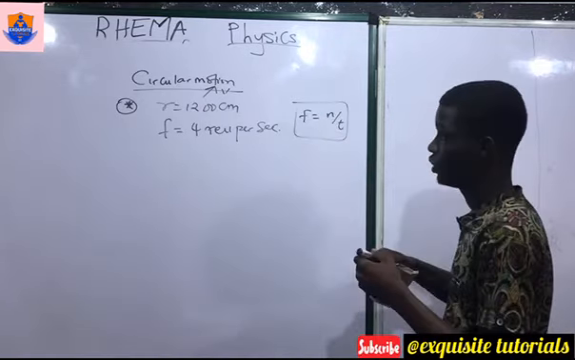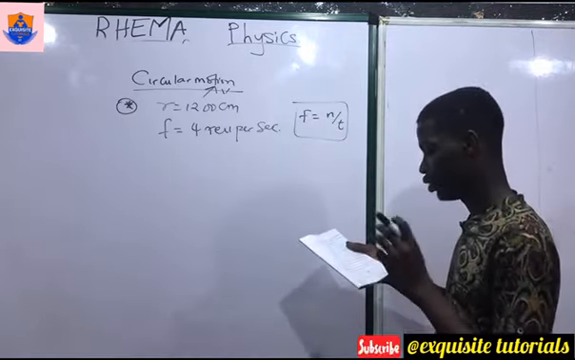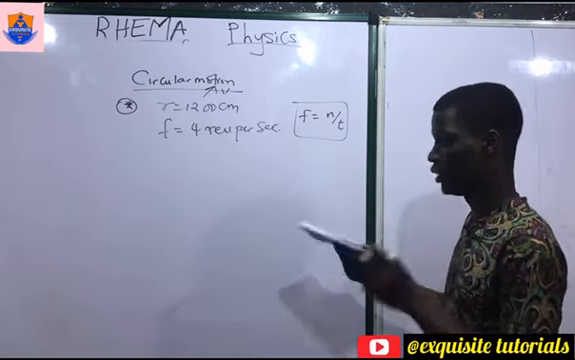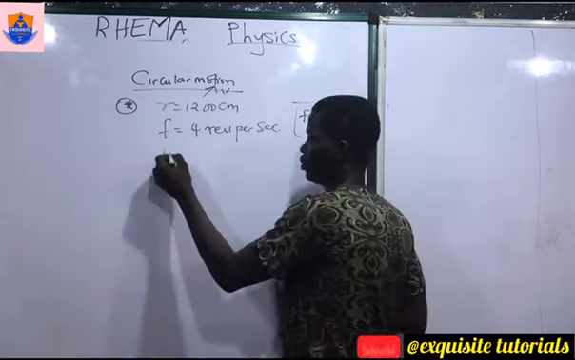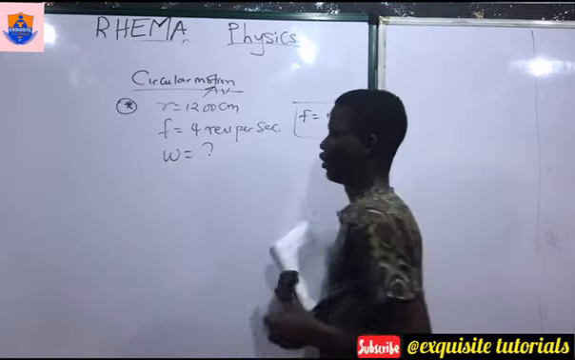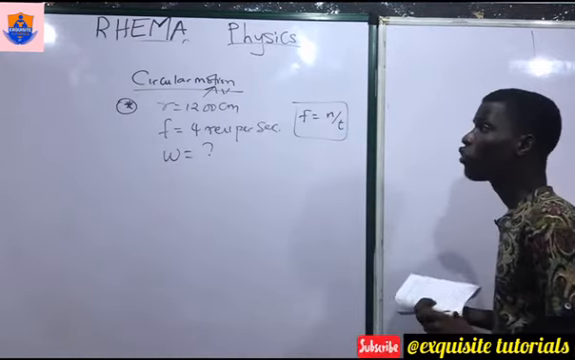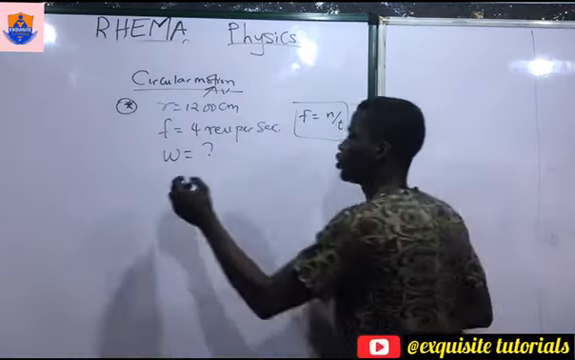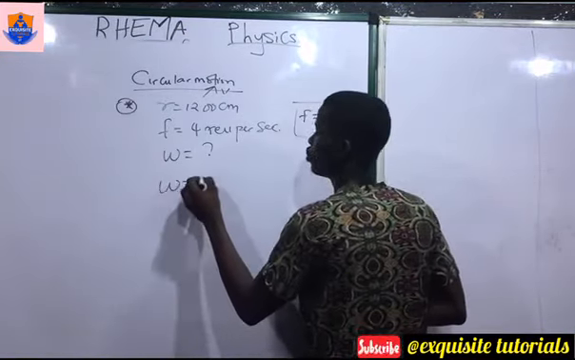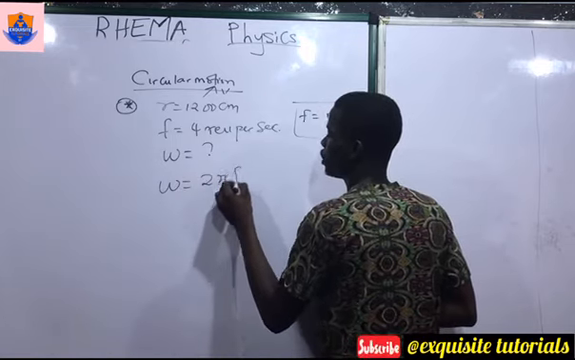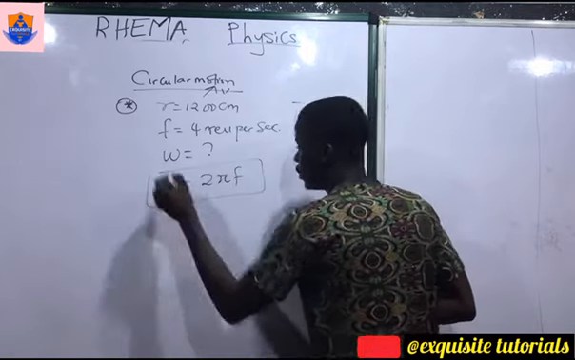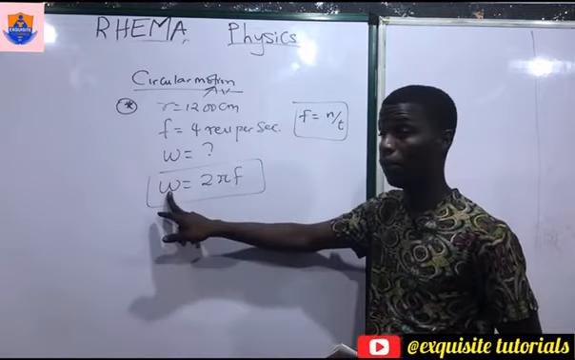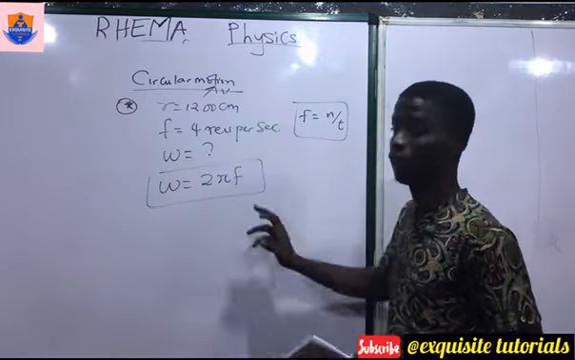So now the question said we should determine the angular speed, that is our W. We should look for the value of W. To calculate the angular speed, it's very simple. You just use W is equal to 2 pi f. I didn't introduce this formula, but take note of it. Angular speed is equal to 2 pi f.